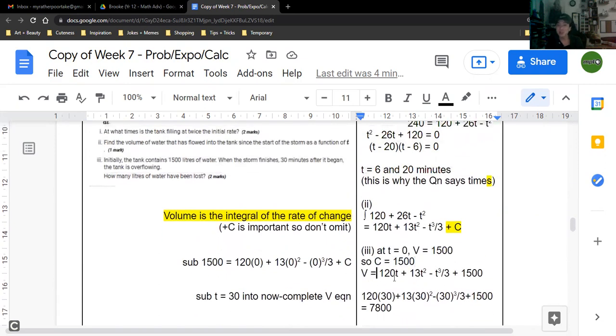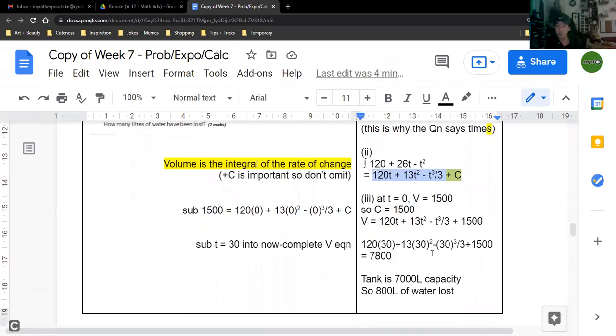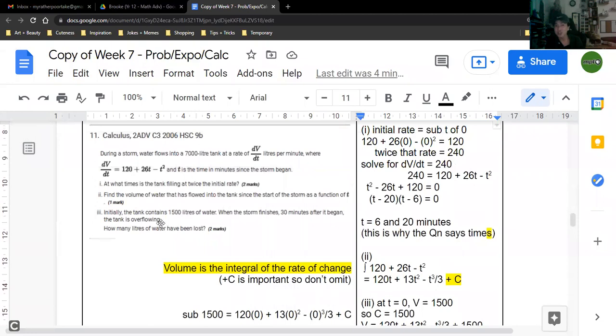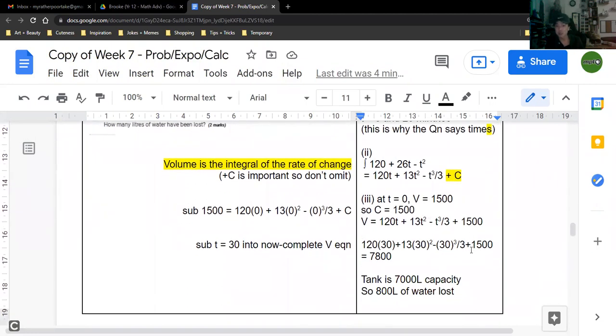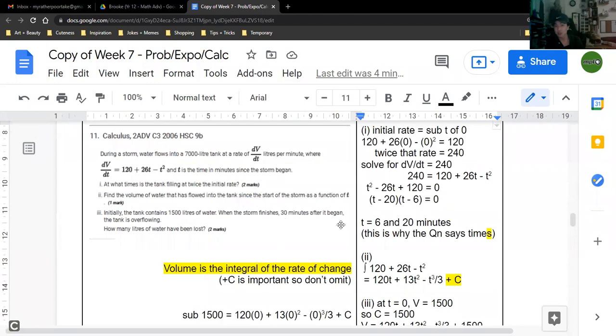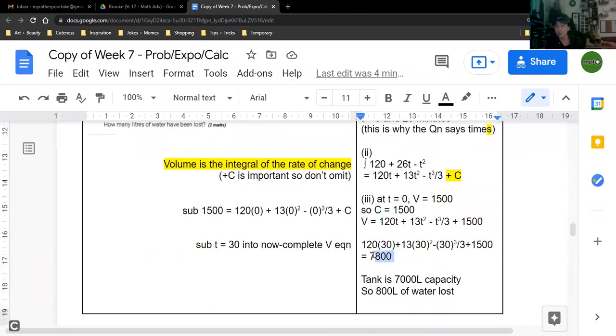So now that you have a complete equation, because you have to remember before, this volume equation was not complete. It had a constant of integration you did not know. So at the start of part 3, they gave you enough information for you to figure out what the constant should be. So the constant is 1,500. Now that you have the entire equation, you can substitute 30, which is part of the question, 30 minutes after it began. And then you get the volume that went into the tank.